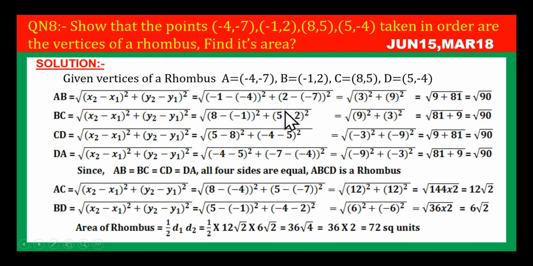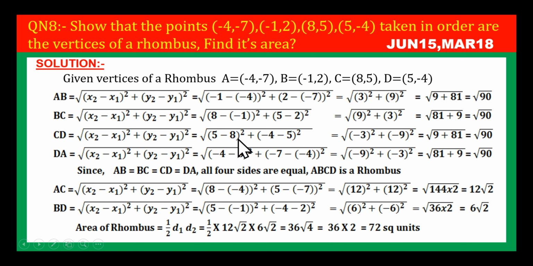Now, the third side CD. In order to find the length of CD, the coordinates of C will be x1, y1 and the coordinates of D will be x2, y2. Now, (x2 minus x1) whole square. x2 minus x1 means (5 minus 8) whole square, plus (y2 minus y1) whole square, which is (-4 minus 5) whole square.